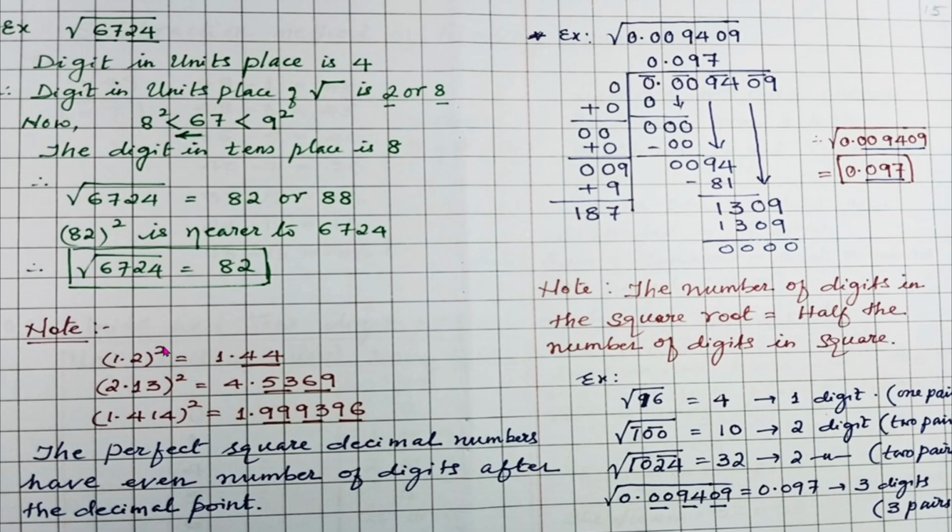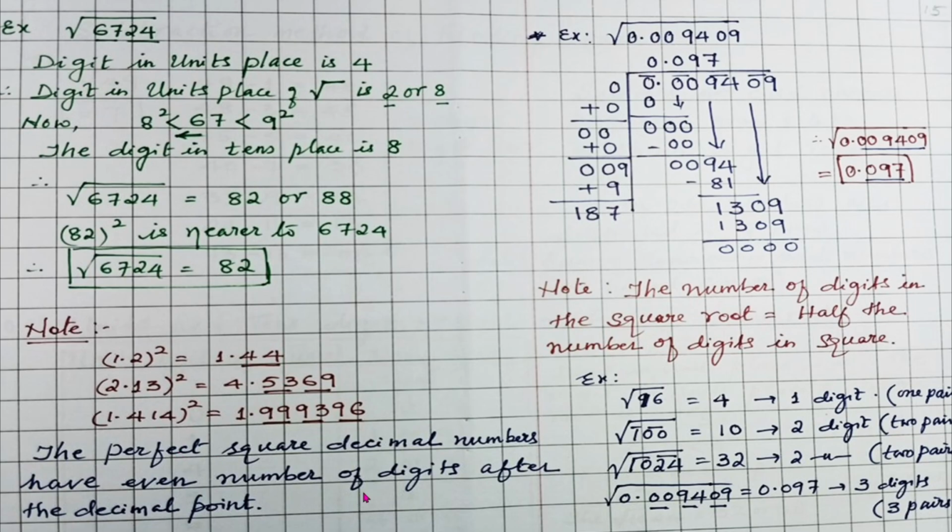Now the square of 1.2 is 1.44. The square of 2.13 is 4.5369. 1.414 square is 1.999396. You see here there is one decimal place in this, there are 2 decimal places, there are 2 decimal places, there are 4 decimal places here, there are 3 decimal places, there are 6 decimal places here.